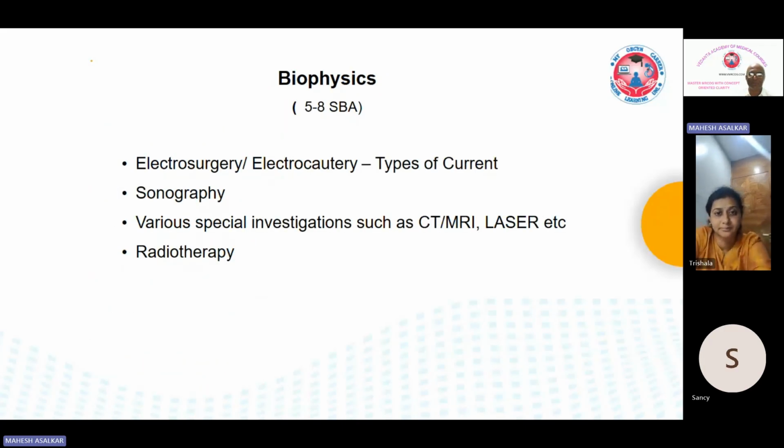Biophysics, around 8 to 10, not more than that. They will be asking about electrosurgery, electrocautery, types of current, sonography. Many questions are asked on ultrasonography, right from the principles. Various special investigations such as CT, MRI, laser, different contrast agents that are used, radiotherapy. Not only that, they are asking about the units of measurement. So we have all these questions, and in this session we will cover that.